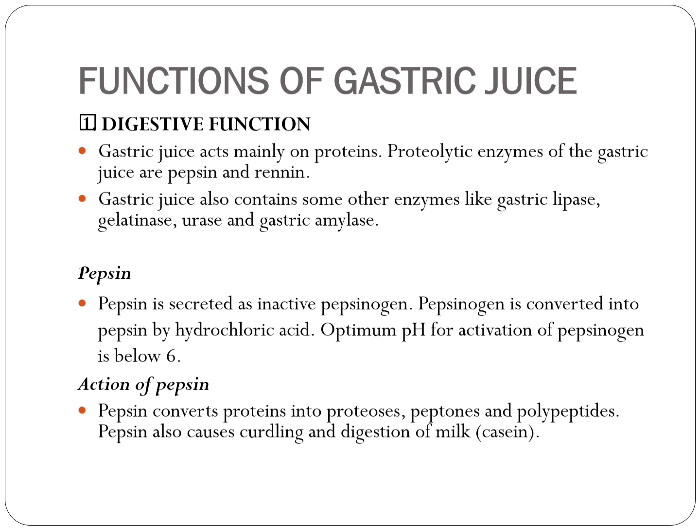First of all, pepsin. Pepsin is secreted as inactive pepsinogen. The pepsinogen is converted into pepsin by hydrochloric acid. Optimum pH for activation of pepsinogen is below 6. Then pepsin converts protein to proteases, peptones and polypeptides. Pepsin also causes curdling and digestion of milk casein.